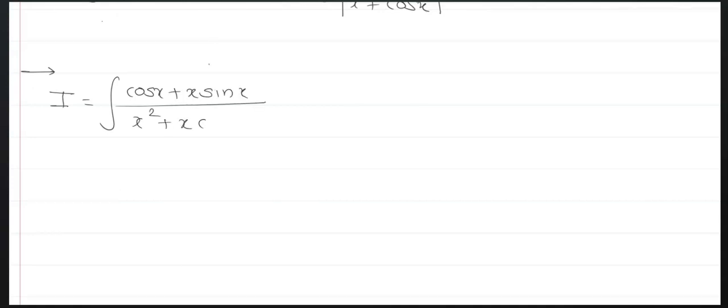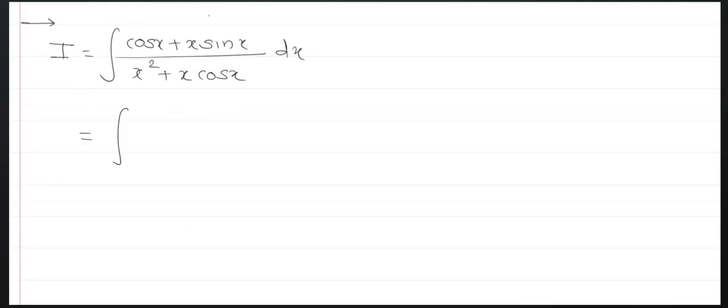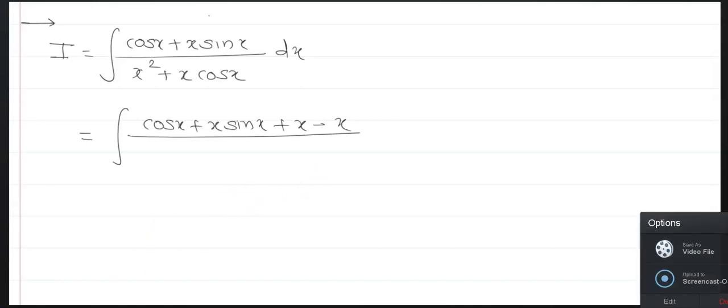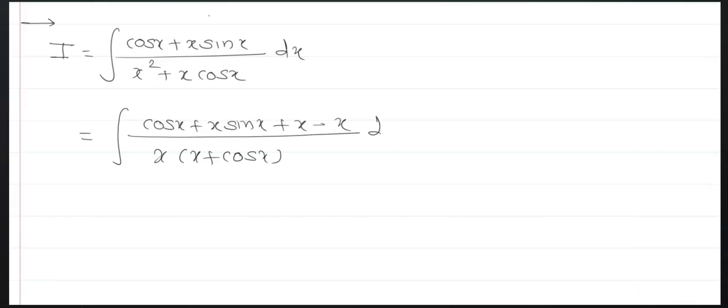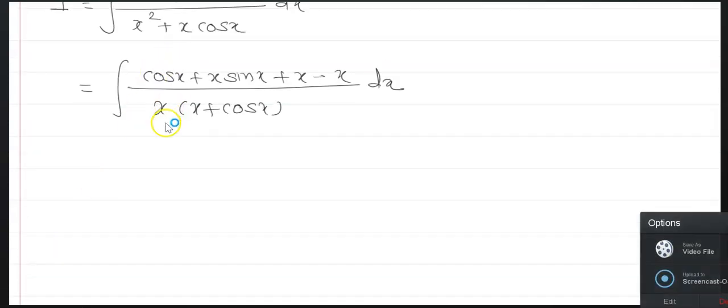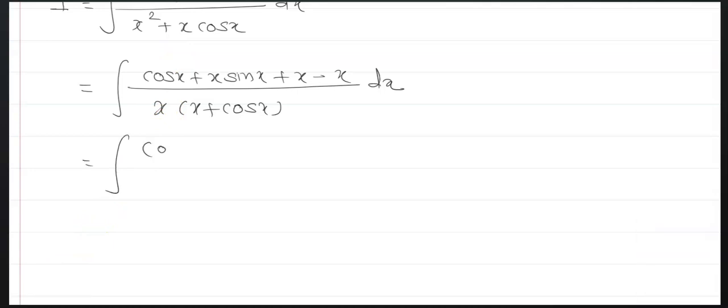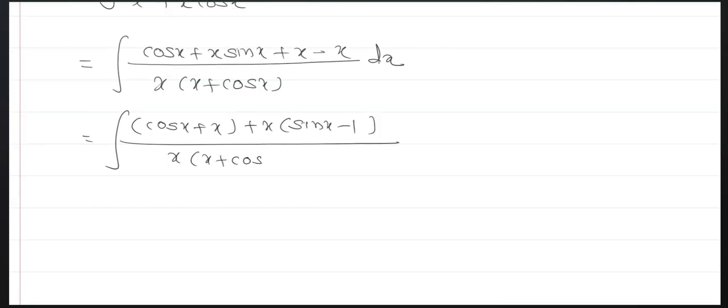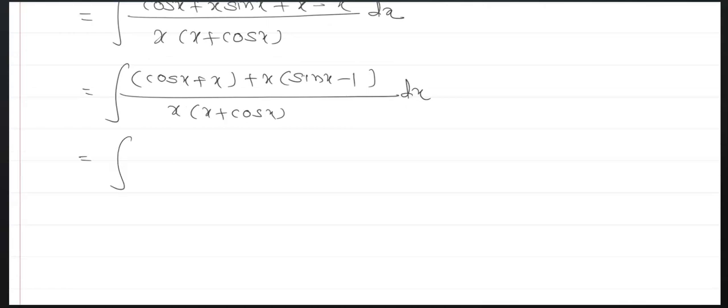Now see this integration. It is written in this manner. That is, plus x and minus x. Separate it. That is cos x plus x sin x plus x minus x. Take x as common from this, and then you will get cos x plus x sin x minus 1 upon x in bracket x plus cos x dx.